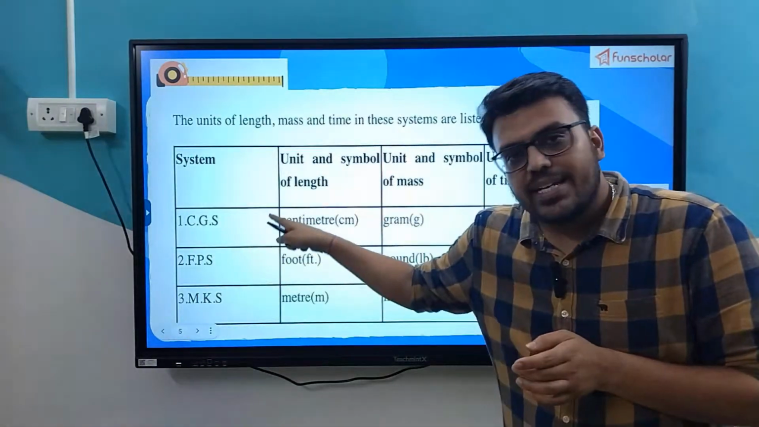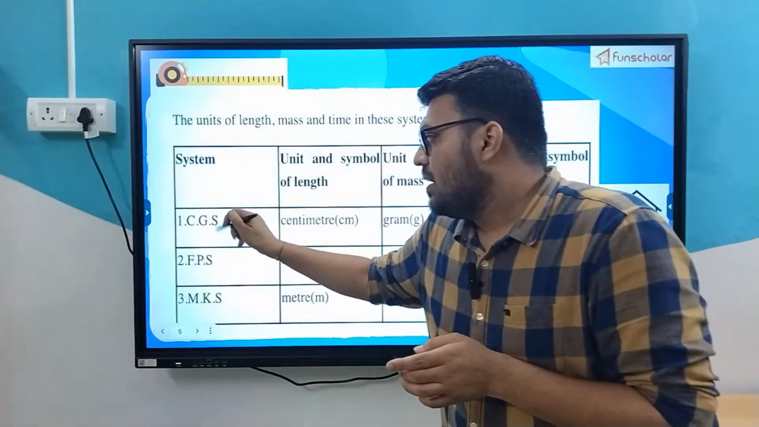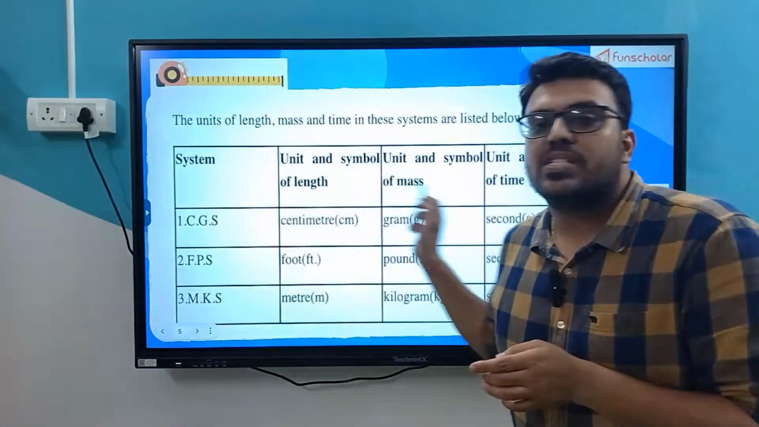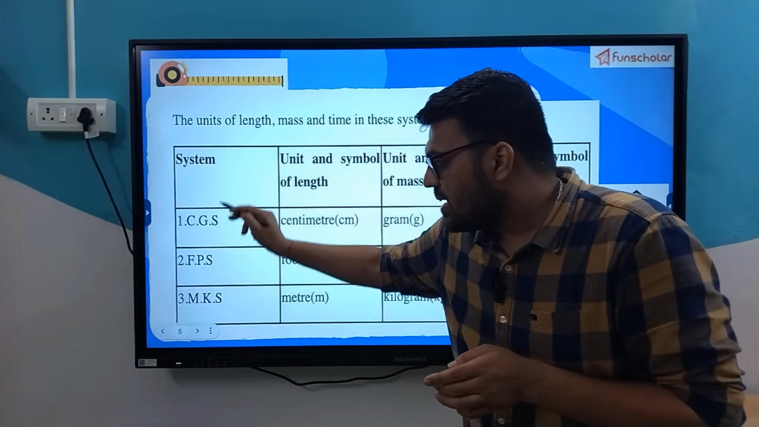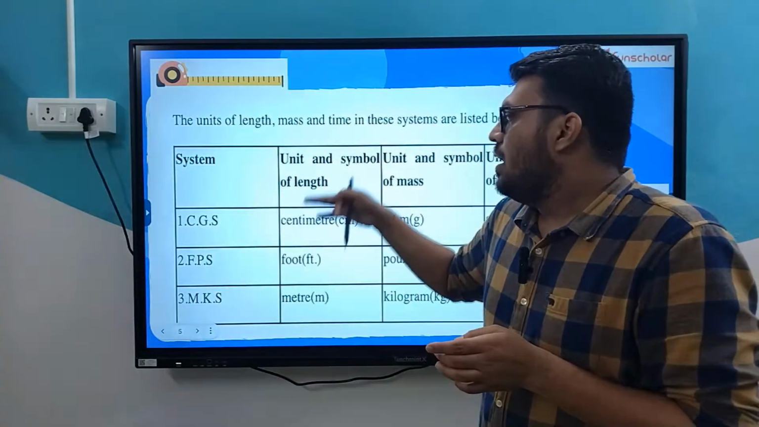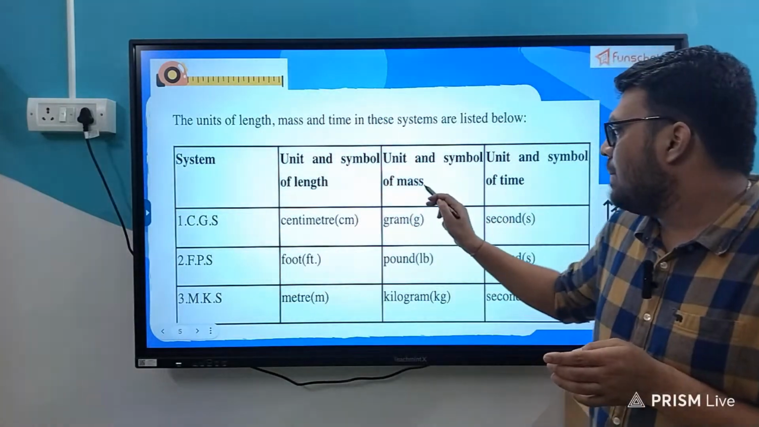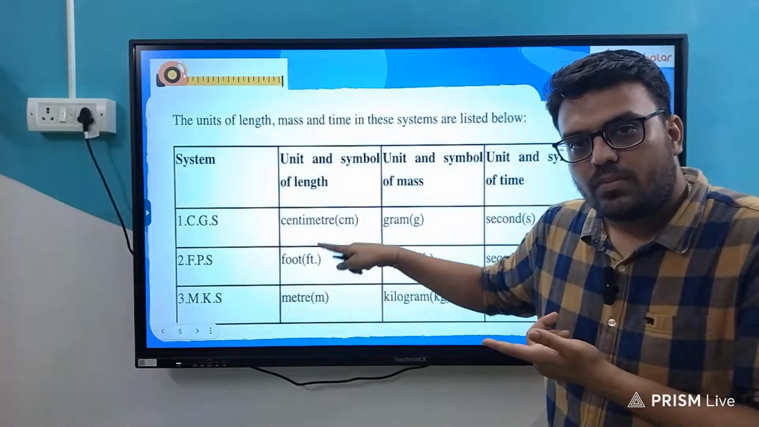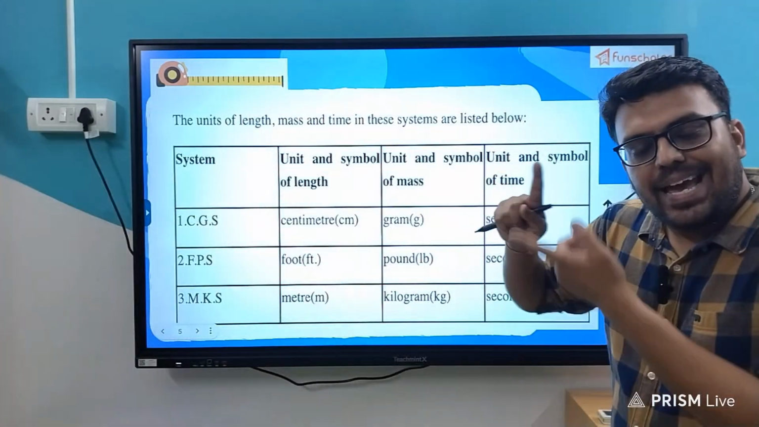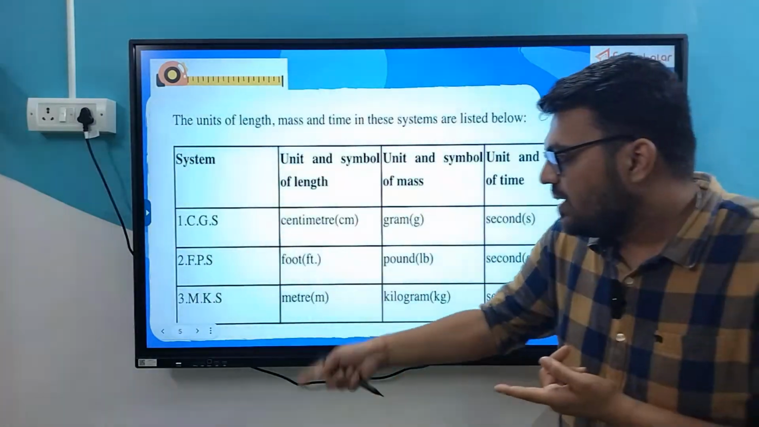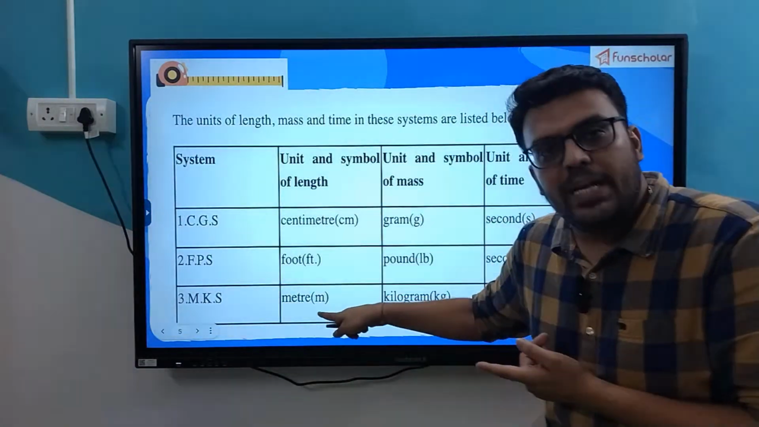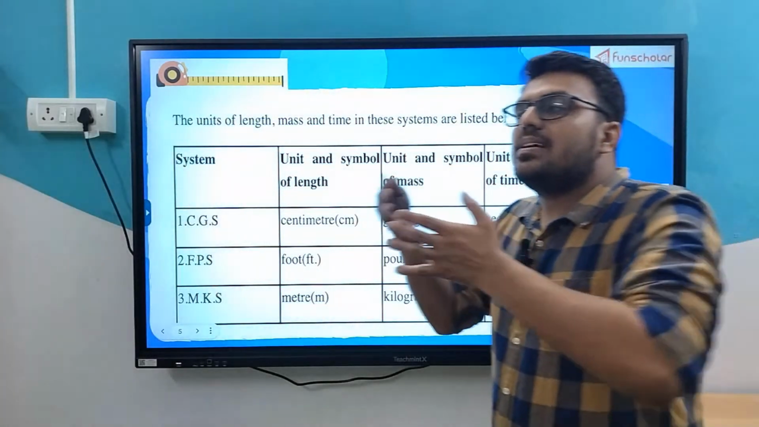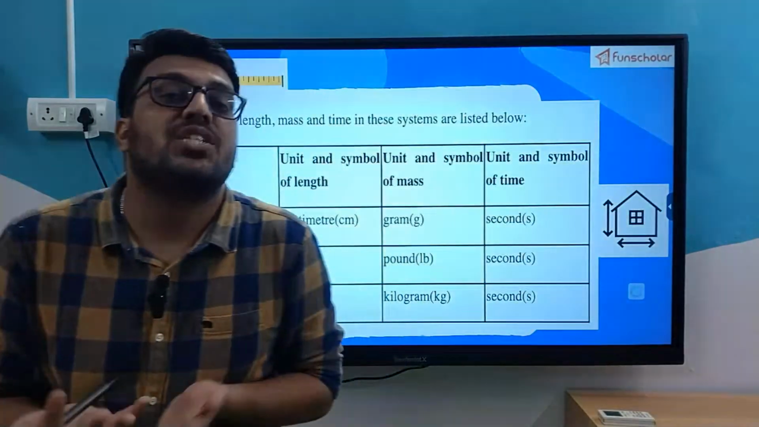The first one was the CGS system. This CGS has centimeter for C, gram for G, and second for S. Eventually CGS, FPS and MKS are the systems whose units we use for length, mass and time. FPS will have foot for length, pound for mass and second for time. Similarly MKS has meter for length, kilogram for mass and second for time. So these kinds of systems were being used in different parts of the world.